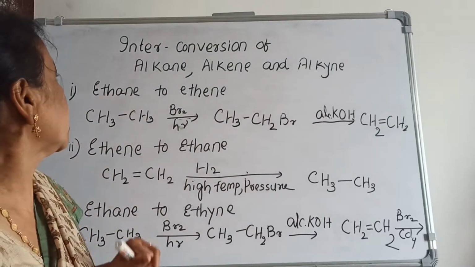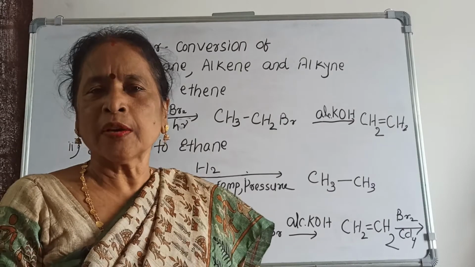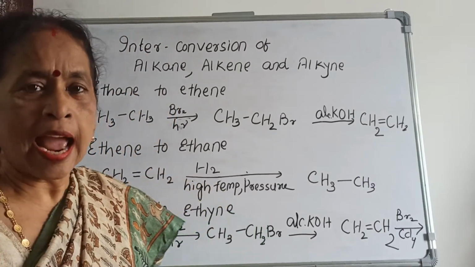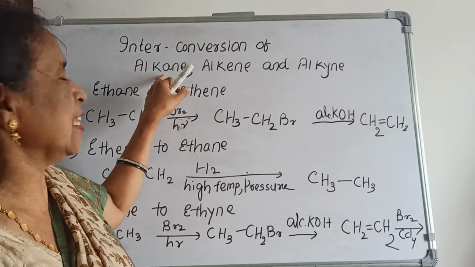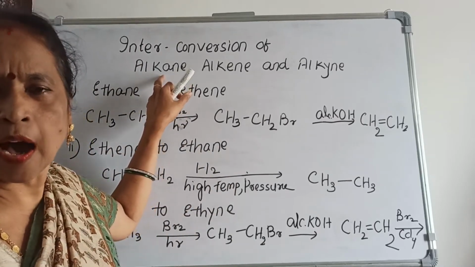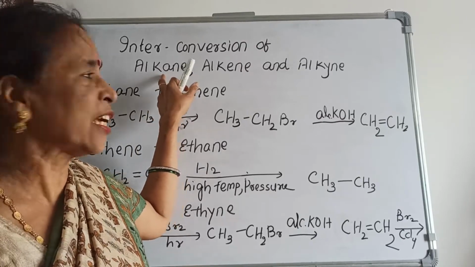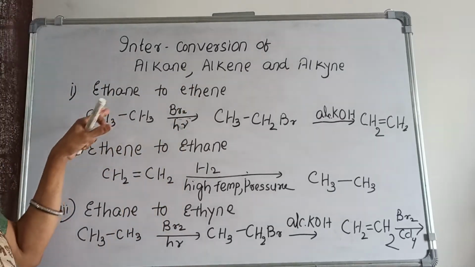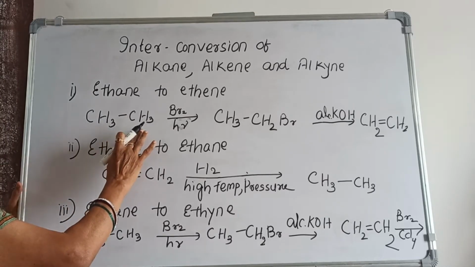Then come to the question, how can you convert ethane to ethene? What is the formula of ethane and what type of hydrocarbon is ethane? Ethane is an example of alkane, which is called a saturated hydrocarbon and contains a single bond. Now you can see the structure of ethane, CH3 single bond CH3.